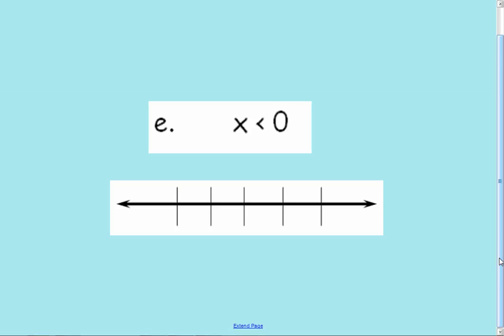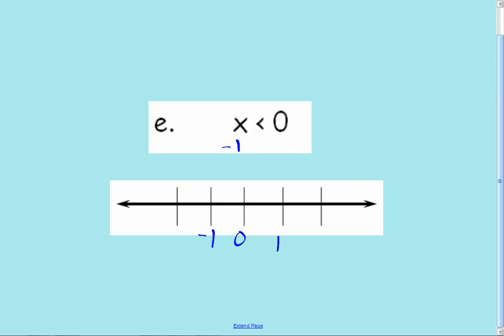Where's the dividing point here? Where's the boundary? 0. What number's to the right? Negative 1's to the left. To the right is 1. I haven't made it yet. I have to do it because I was going to do paper and pencil. Okay. x is less than 0. What number do you want to try? Can't try 0 for sure.